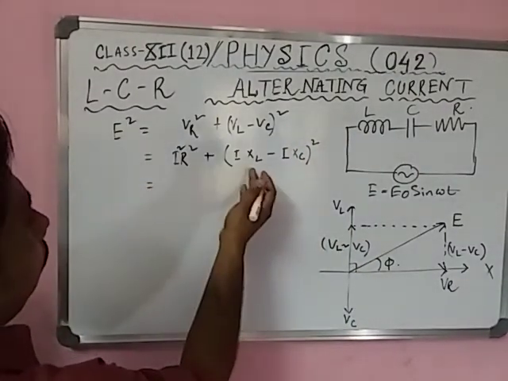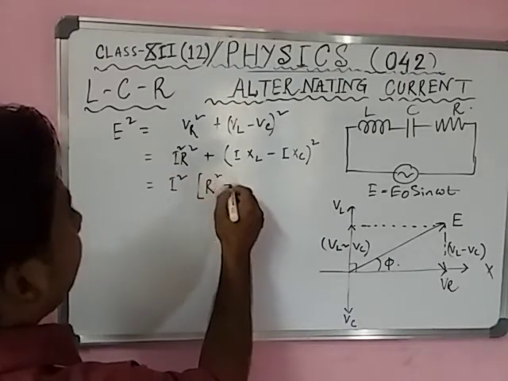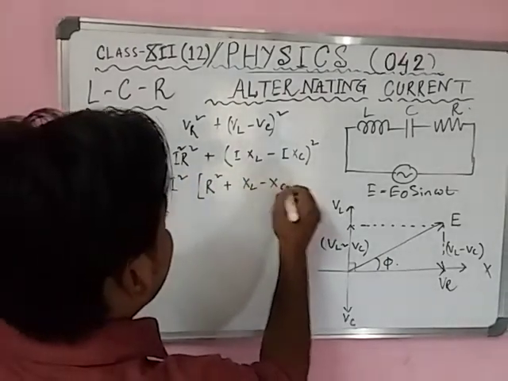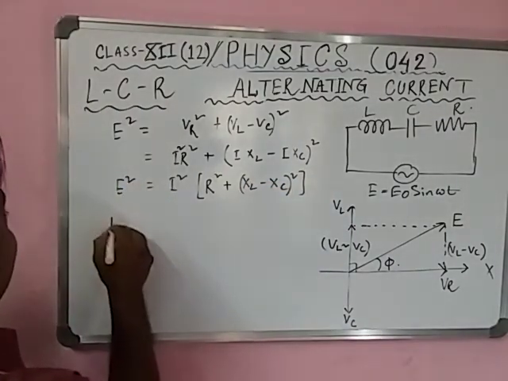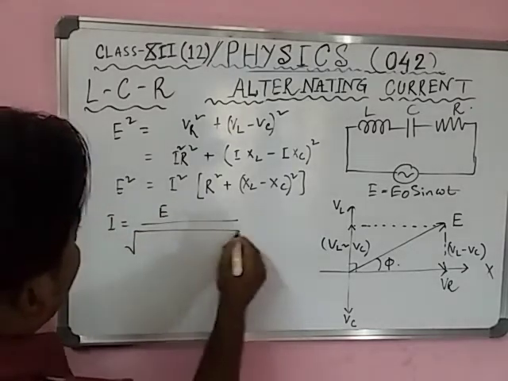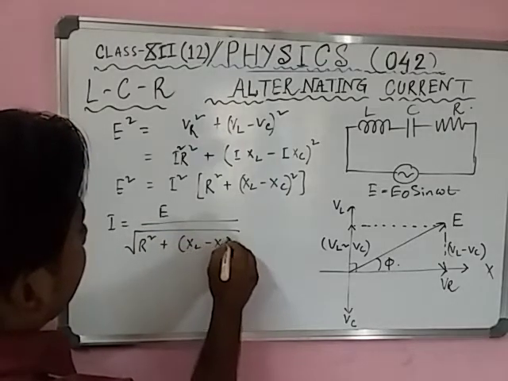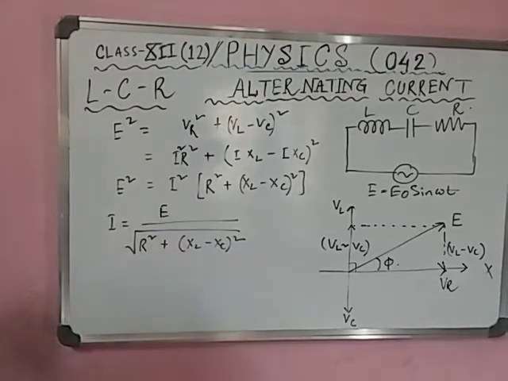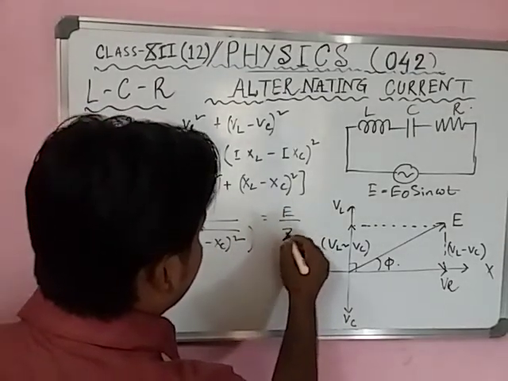Okay, so we can take common I square: R square plus XL minus XC the whole square. So this is your E square. So we can write I equals E by root over of R square plus XL minus XC the whole square. Okay, this is your result. Current equals this. Now we can call this portion E by Z.